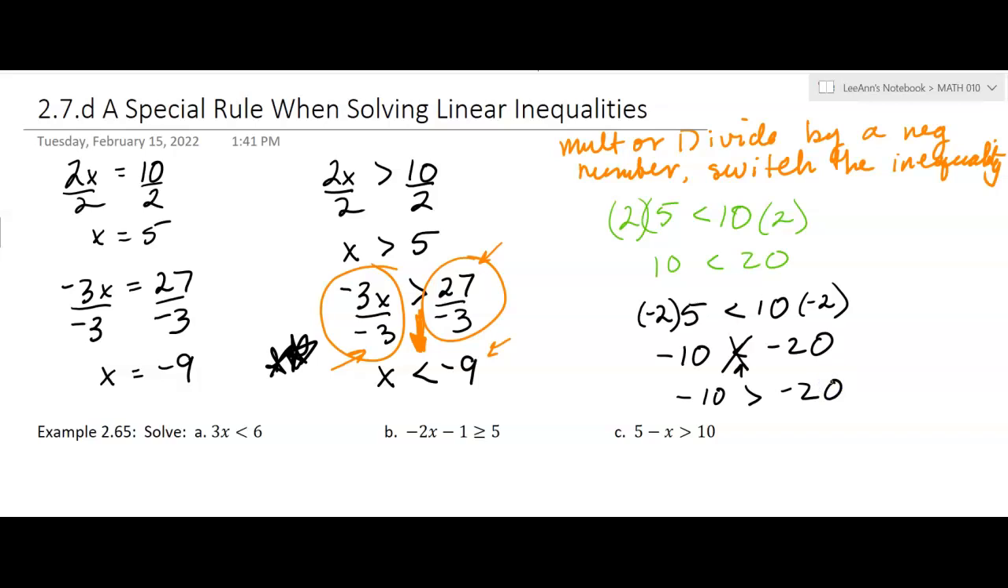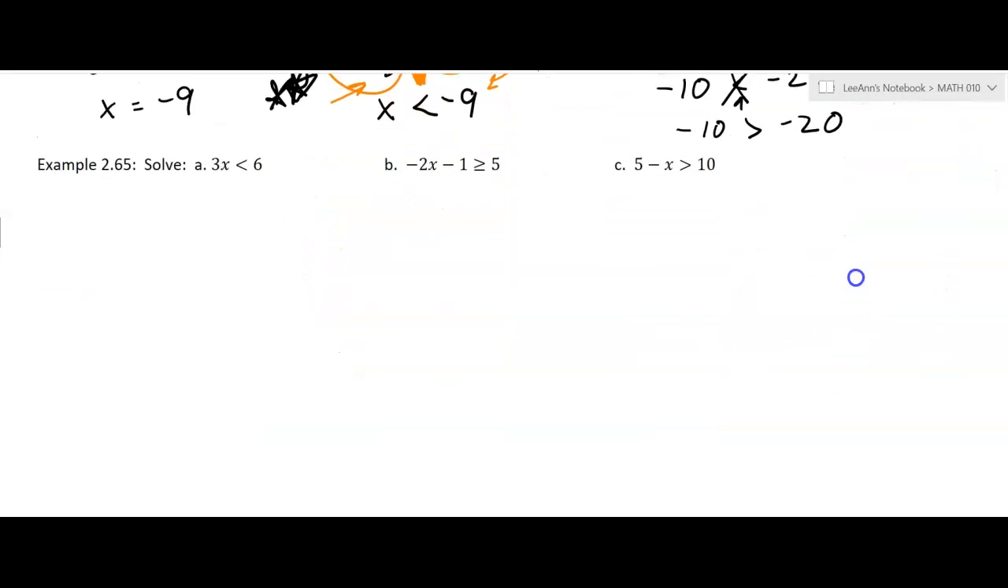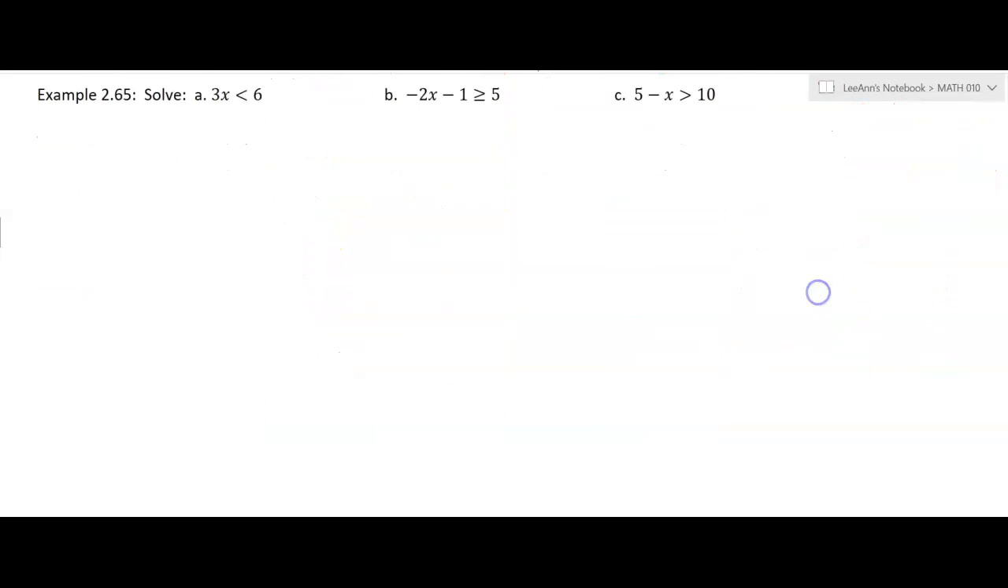So you have to switch the inequality. When do you switch the inequality? Only if you multiply or divide by a negative number. Okay, that's the special rule. Nobody's going to tell you, there's no little person to come and say, hey, you divided by a negative number, switch the inequality. You have to remember on your own.